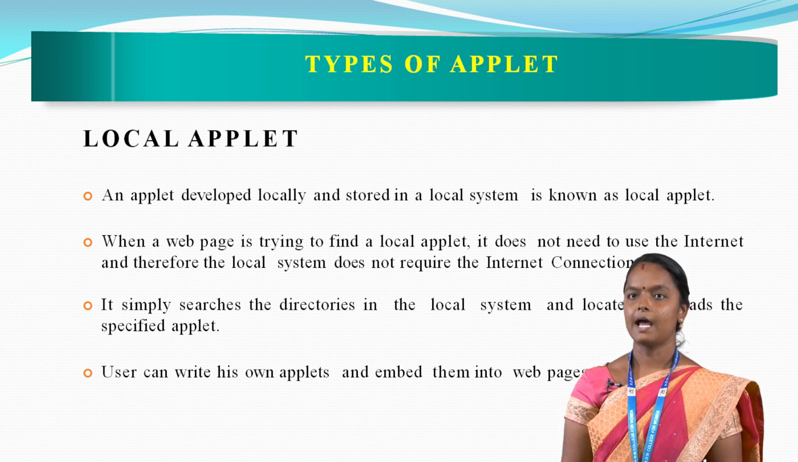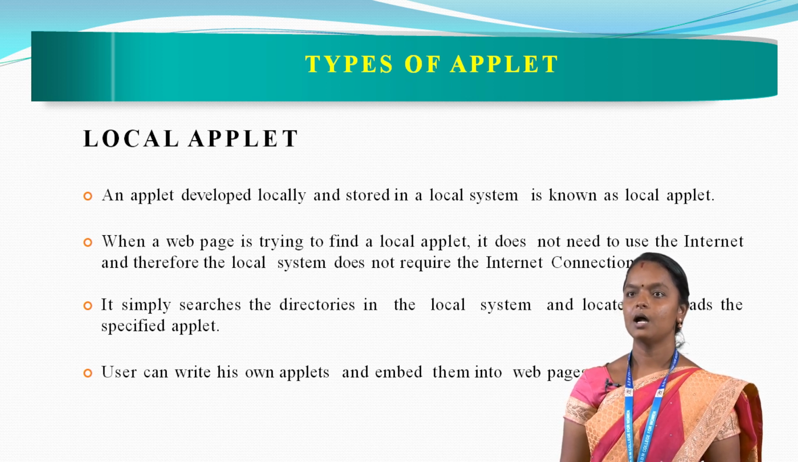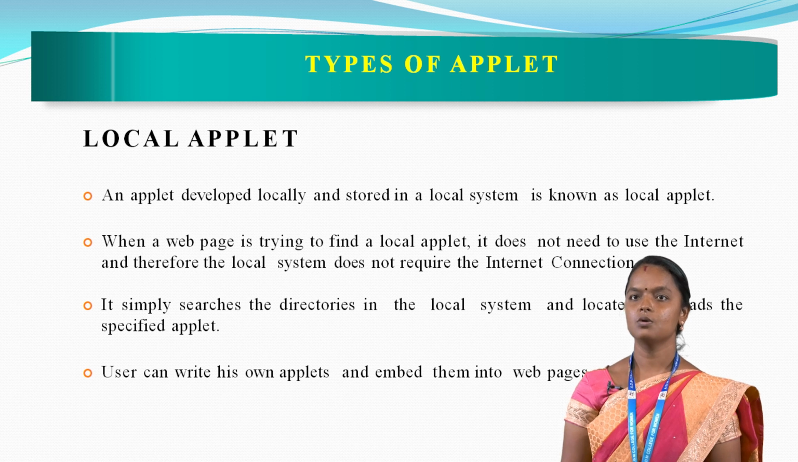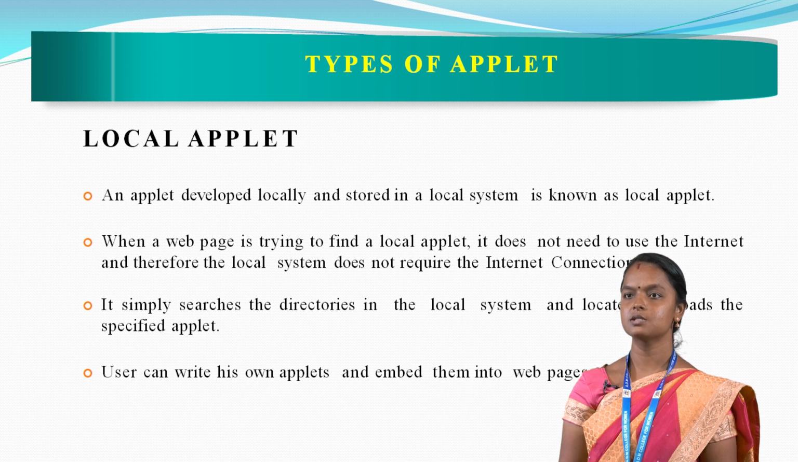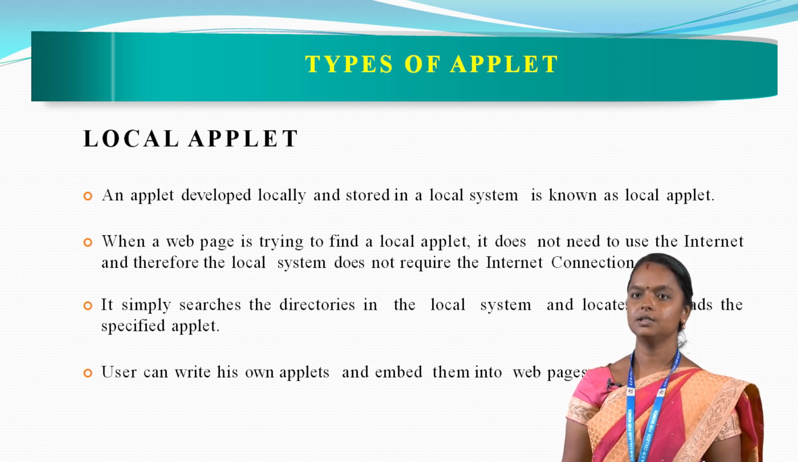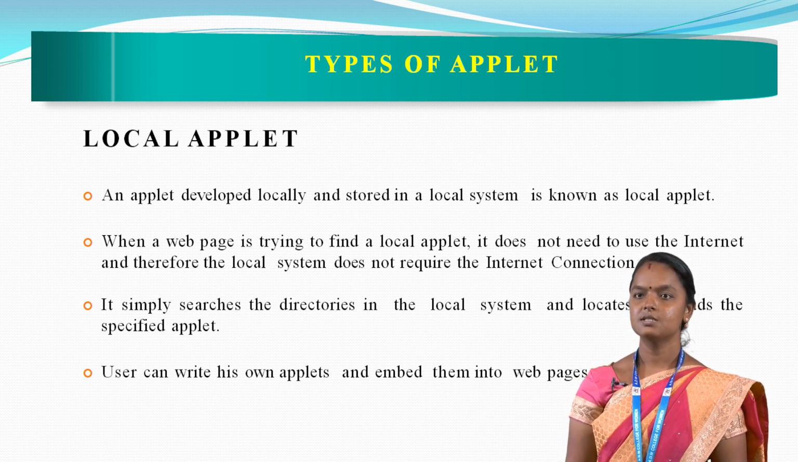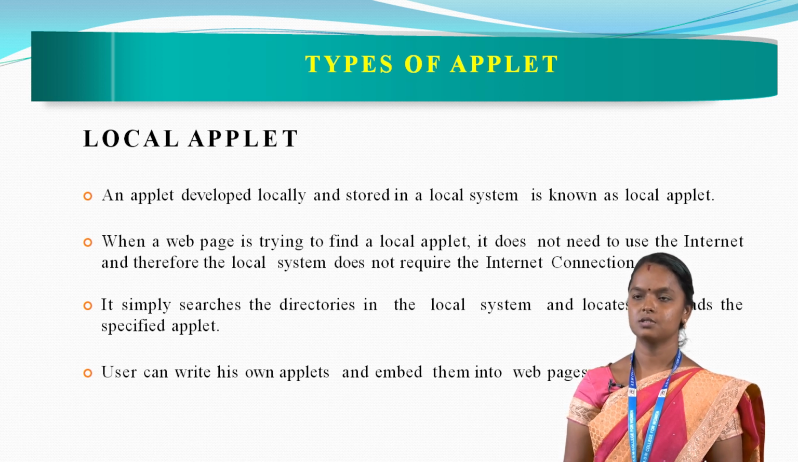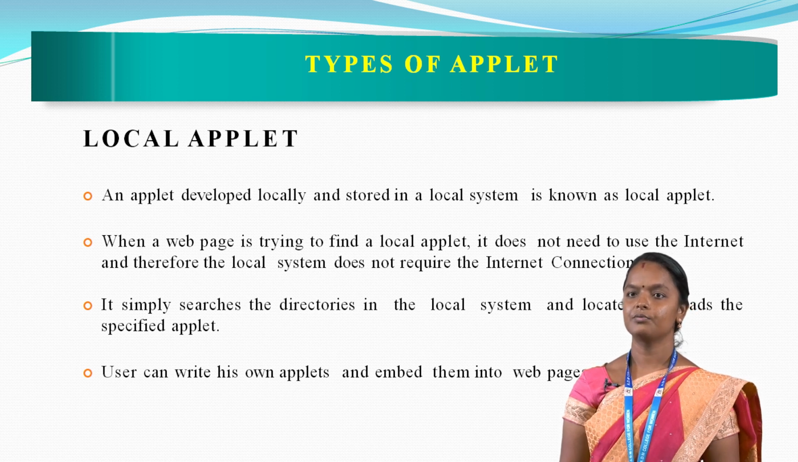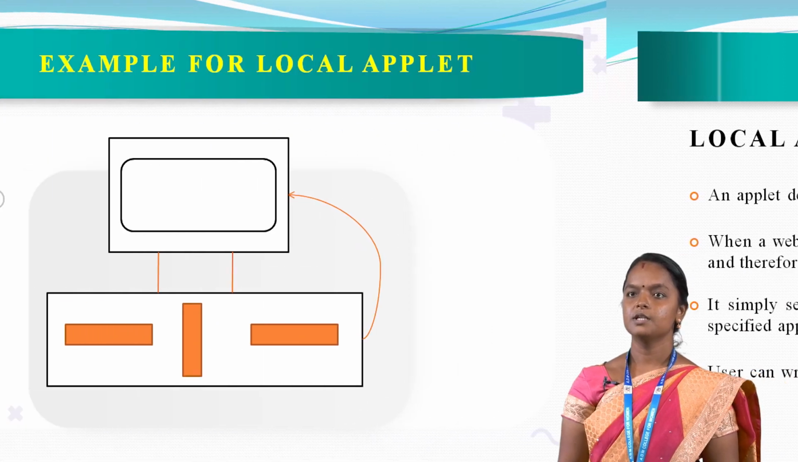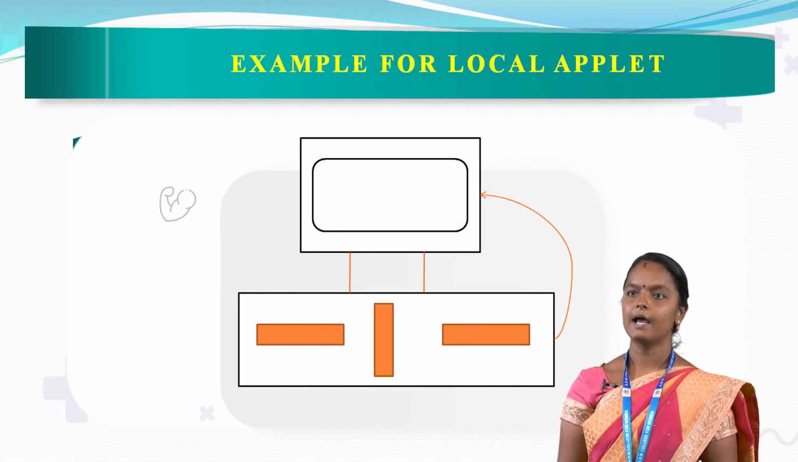Next, types of applet. Local applet. An applet developed locally and stored in a local system is known as a local applet. When a web page is trying to find a local applet, it does not need to use the internet, and therefore the local system does not require an internet connection. It simply searches the directories in the local system and locates and loads the specified applet. A user can write his own applet and embed it into web pages. These are the examples for local applet.